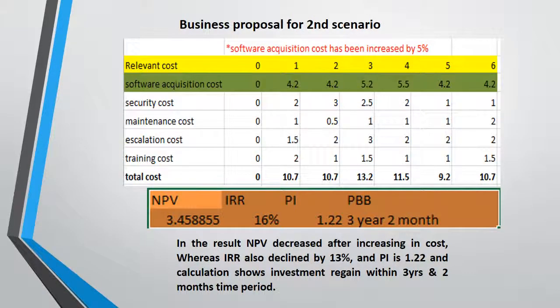Stepping to the second scenario, the costs are increased gradually by 5% and the result shows that NPV is 3.4585 million, which is much lower than the base year value. Similarly, IRR is 16%, which is comparatively lower than the base value. The profitability index is 1.22 and the payback period is 3 years 2 months, which shows that this project is average.